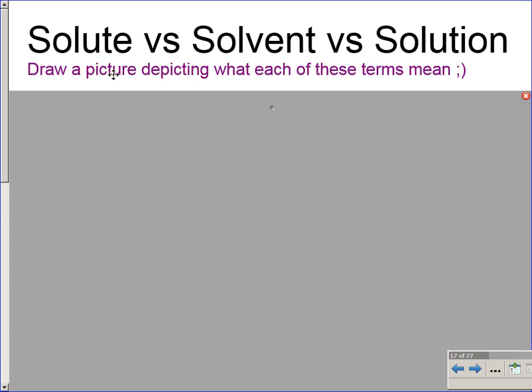Okay, insoluble. What if I told you, say again? Immiscible, right. So there's actually another term, immiscible. Miscible means it mixes, and immiscible means it doesn't mix. So we're going to get to some of that terminology today and then do some calculations.